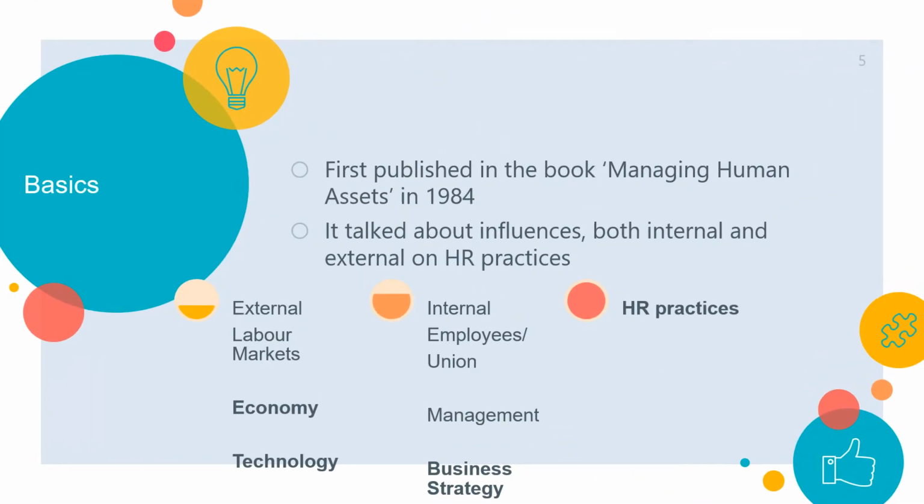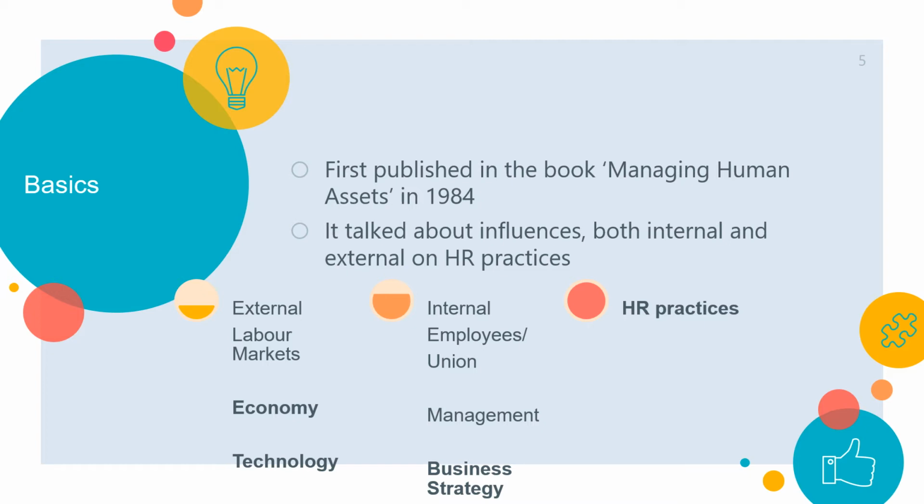Now, the model talks about certain basic influences in a company's HR practices. They could be both internal and external in nature. So let's take them on one by one. When I talk about external influences, they could be things like labor market, economic conditions, or the technology platform that the company is operating on. And when I talk about internal influences, they could be things like employee morale or the unions, the management style, and the business strategy that a company follows.